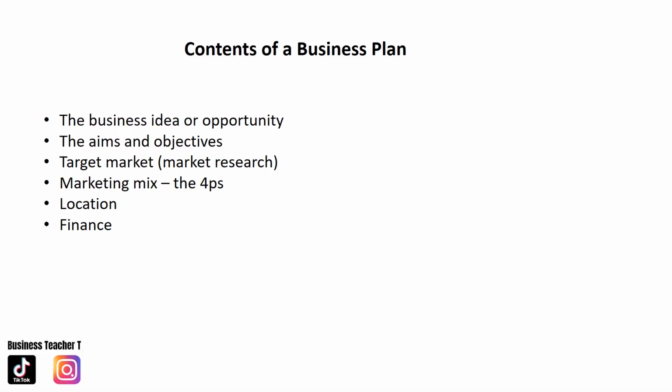The outline of a business plan can be obtained from any of the major banks, whether that be in store or perhaps even online. It's important you know the contents of a business plan. One of the contents is that the business idea or the opportunity should be in there. So this is about the product or service the business will provide.